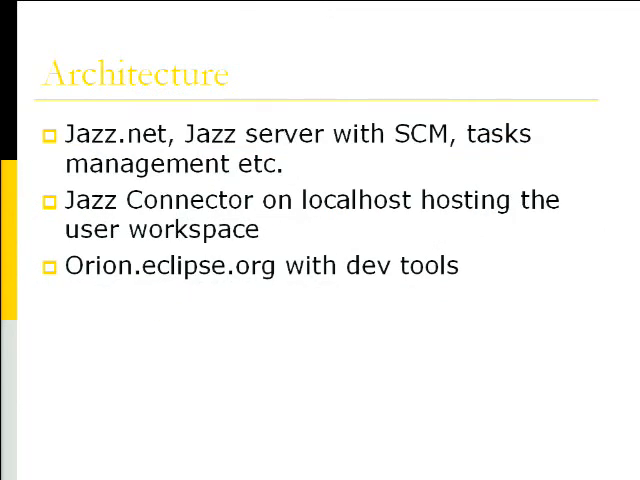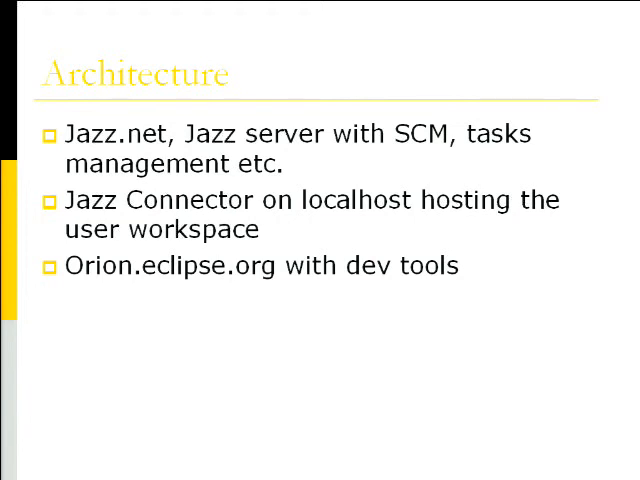So the architecture is simple. We have jazz.net with the server. On the server we have SCM, tasks, management, builds, etc. I created a Jazz connector because, as I said, the user has to create a local workspace. In my example, I have the Jazz connector on my localhost, but it can be anywhere in the net. It supports multiple users, so this one Jazz connector can be used by many users. The Jazz connector just provides the space for the workspace, and orioneclipse.org will be used for tooling.